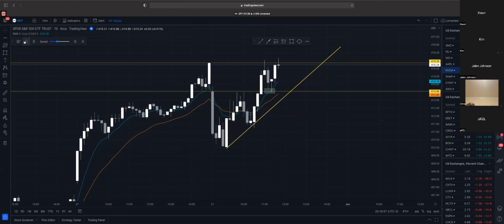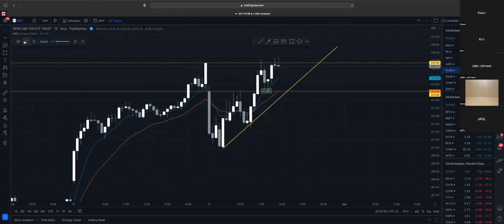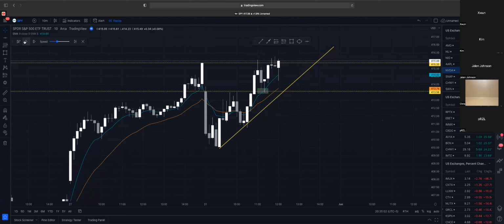I'm taking my runners. As you can see, what happened? It could not hold above. So at that point, I'm kind of taking profits. But if you wanted to, now you have that EMA supporting your trade.